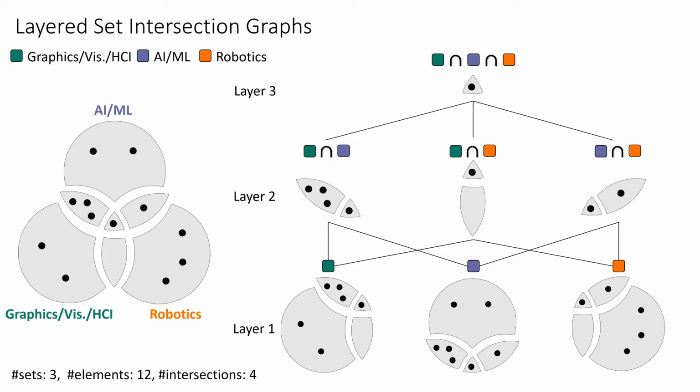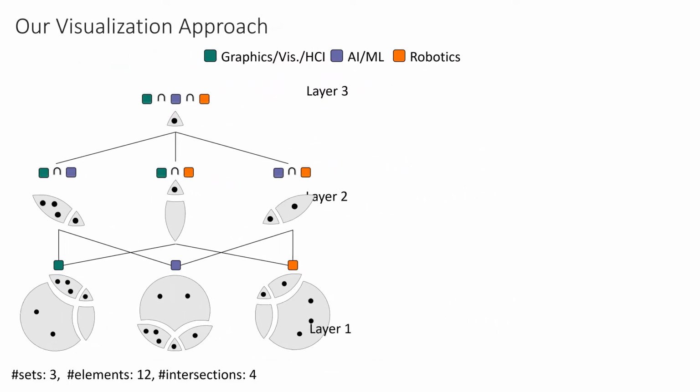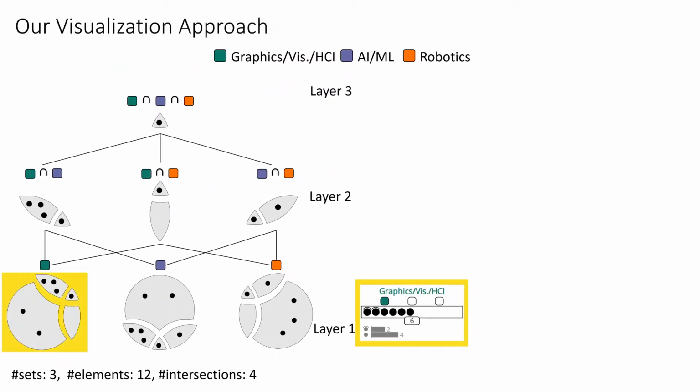Next, I will talk about how we use the layered set intersection graph in our visualization approach. We represent each node of the graph as a rectangle and place black filled circles to denote its constituent elements. The cardinality of a set is shown by a number at the bottom edge of the node. For instance, the figure shows that there are 6 elements in the set Graphics with HCI.